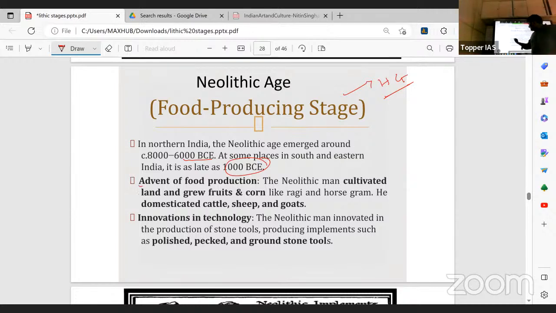Neolithic age emerged around 8,000 to 6,000 BC, but in some places it was as late as 1000 BC. Some important characteristics: one is the advent of food production. Cultivated land grew corn, ragi, horse gram, and even domesticated animals like cattle, sheep, and goats.